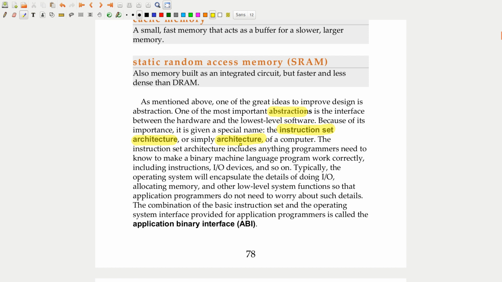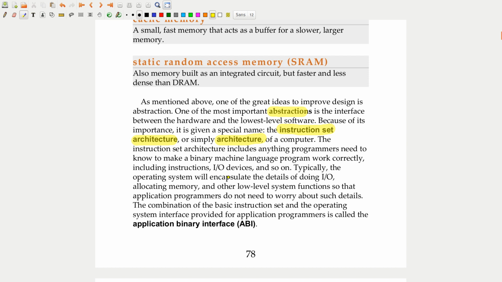The instruction set architecture includes anything programmers need to know to make binary machine language programs work. So this includes how the high-level languages map to the instructions. What do the instructions do? How do the instructions encode into machine language, or ones and zeros? And then how that eventually gets executed by the hardware.